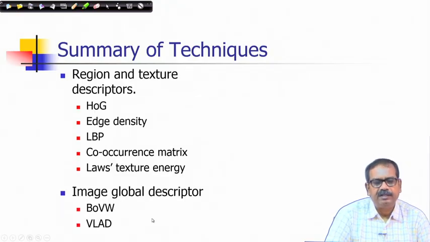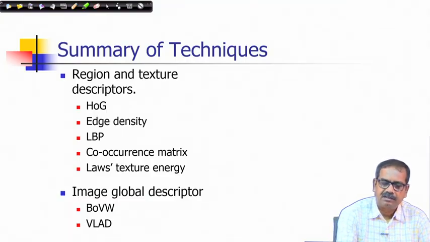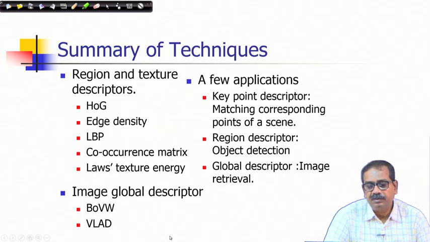And finally, we discussed the global descriptor of an image, and we have seen its application in content based image retrieval or image based searches. Two techniques we particularly discussed. One is the bag of visual words representation, another one is vector of locally aggregated descriptors, the VLAD technique. So, these are the two techniques we discussed. With this, of course, there are a few applications that we also considered. Let us look at them also.